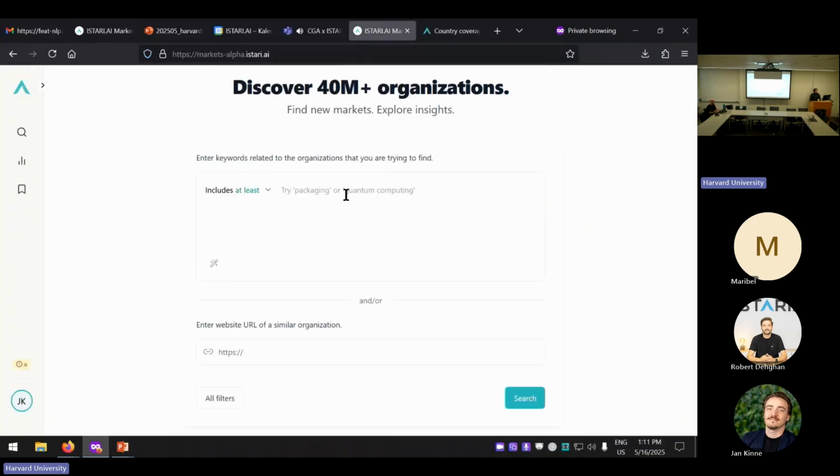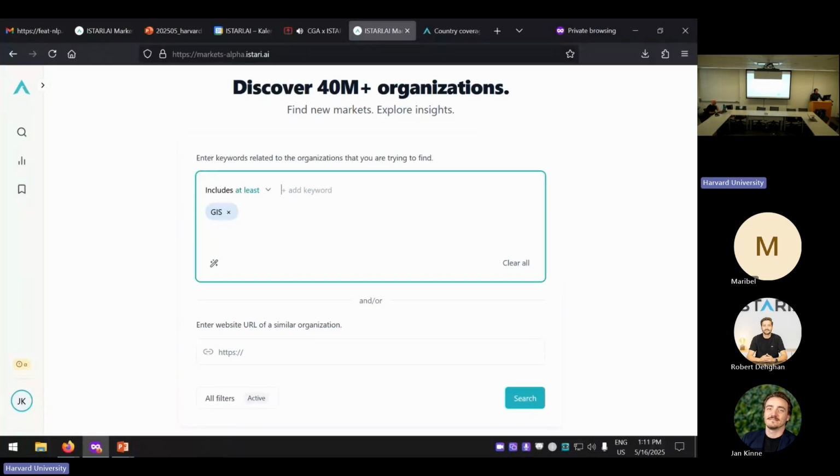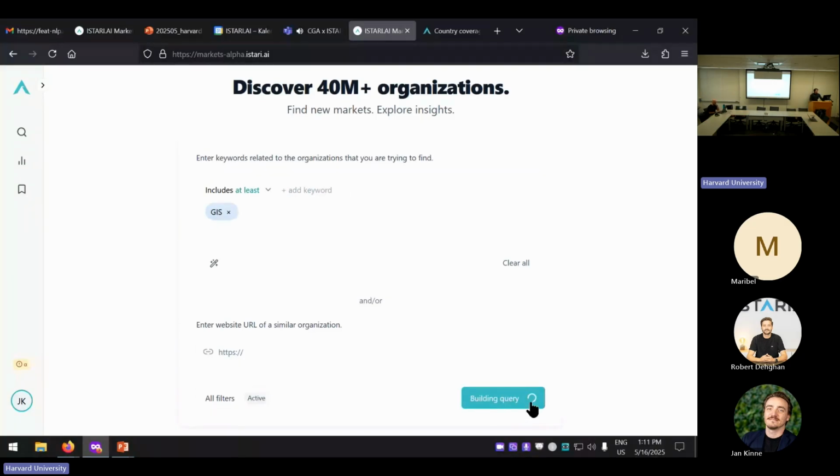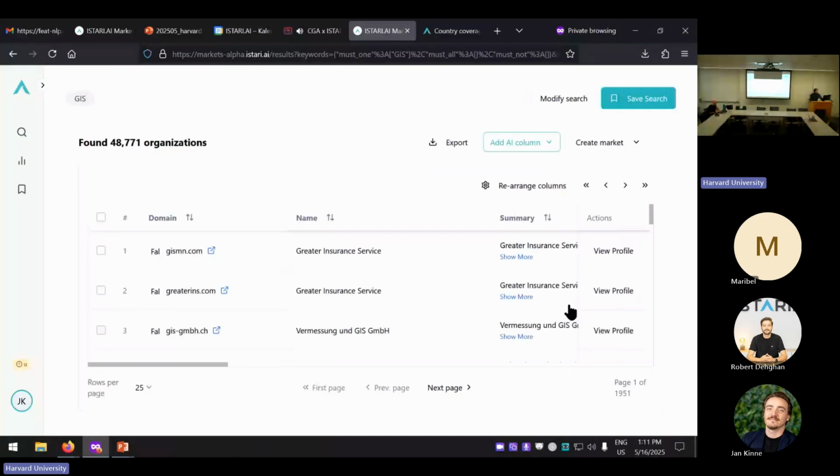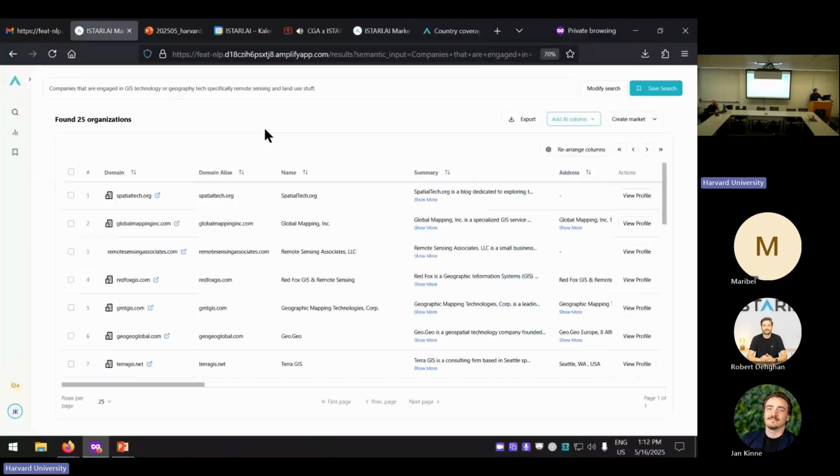I will very briefly jump over to the old version and just type in GIS as only a search keyword, and show you how many hits we would find there. And there you can see we found like 48,000 organizations that say something about GIS. That's also a way to search, but we think the more natural way for most people is to actually describe the type of organization they are looking for. And we can maybe in a second also try your specific case, the organizations that offer specific mental health services.